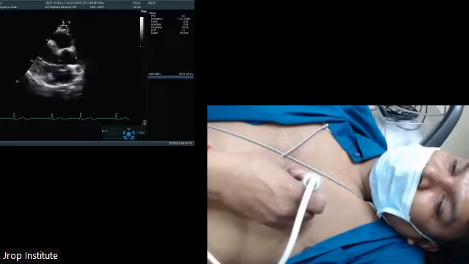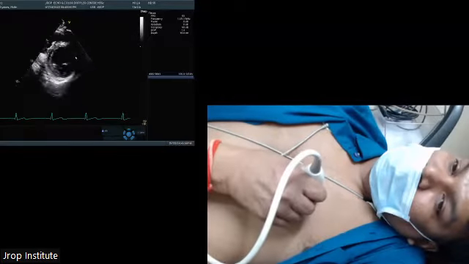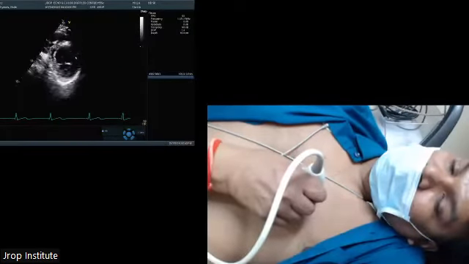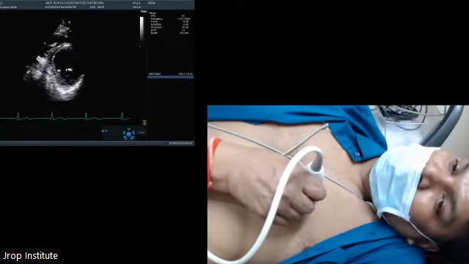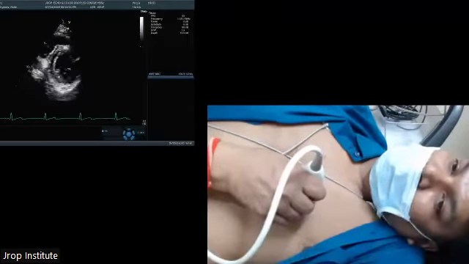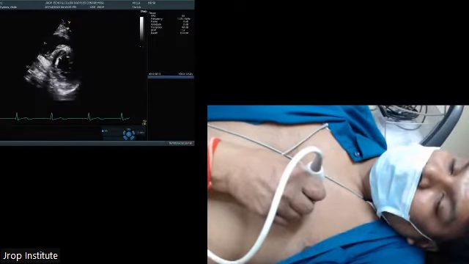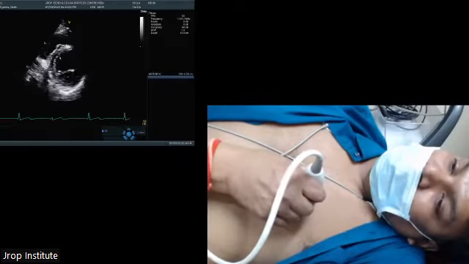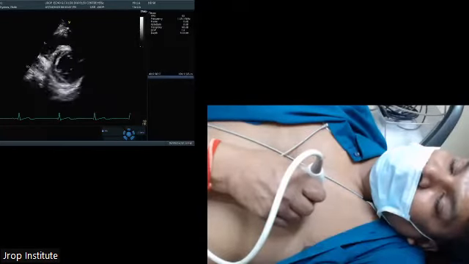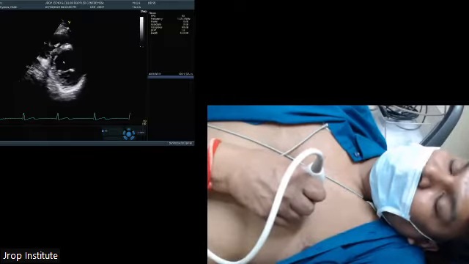At the same place, if we keep and rotate 90 degrees, what do we get at the third intercostal space? Mitral valve. So this is AML, this is PML. This is the lateral commissure, this is the medial commissure. This is the interventricular septum. This is RV. The pressure dependence lies on this. If RV pressure is more than LV pressure, this will start becoming flattened.